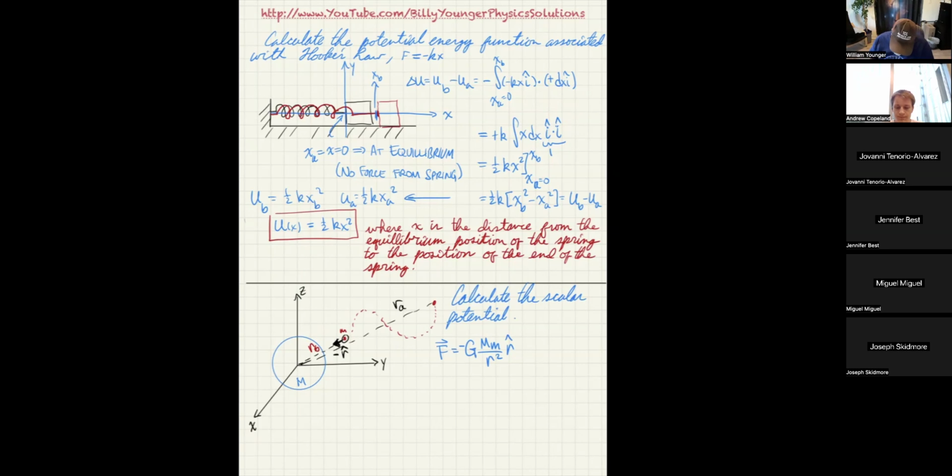And I'm going to imagine moving the object from RA to RB. So now I can say delta U is equal to UB minus UA, which is equal to the negative integral of the work done by the conservative force. That conservative force is gravity, negative G big M little m over r squared r hat, dotted with DL. Again, I'm going to use the DL to indicate the direction I'm going.